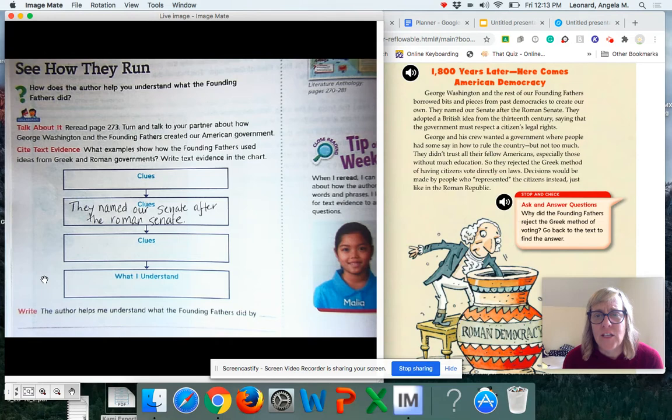Writers, I'm going to let you finish up the second clue and write what you understand as a result of the text evidence you found on page 273 that shows examples of how the founding fathers used ideas from Greek and Roman governments. Have fun!